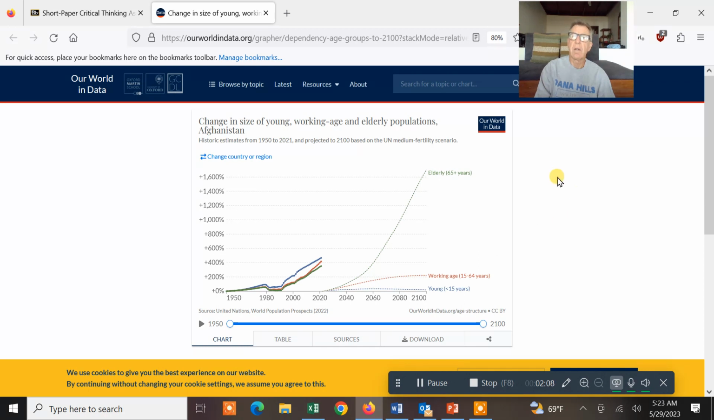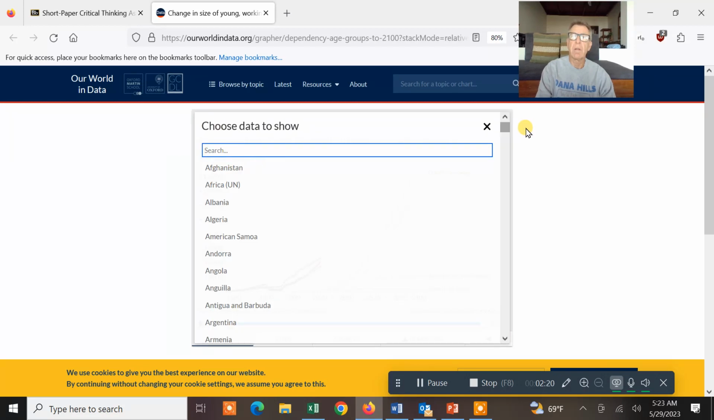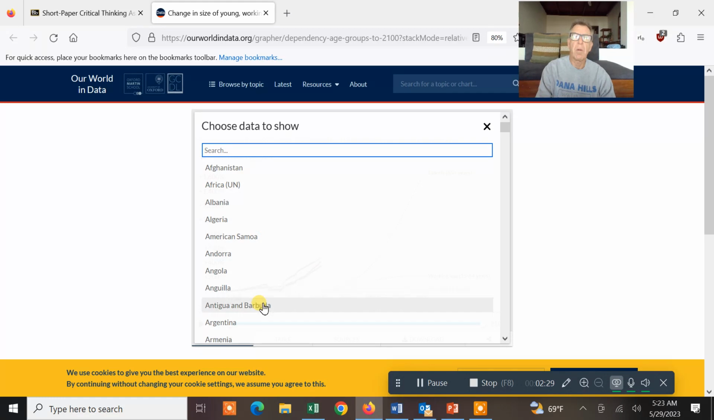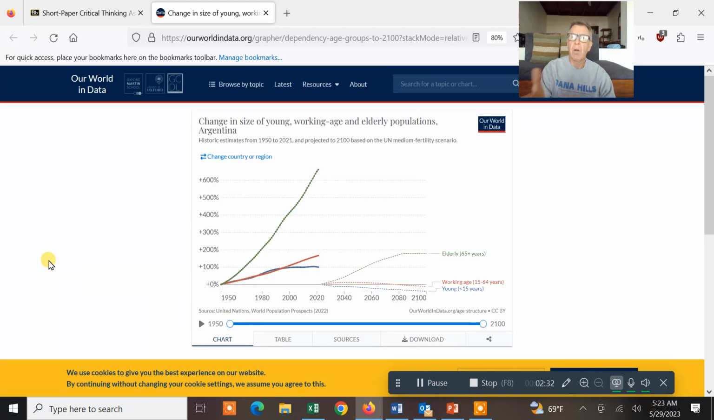You're going to select a couple different countries, and that's what we want you to do. You can change your country right here by clicking there. This right now has Afghanistan, and if you changed your country and looked at, for example, Argentina, you'd get a whole different ballgame. You read through this and see what's going on. These are the realities as measured, and over here are the projections. So there's the last chart.